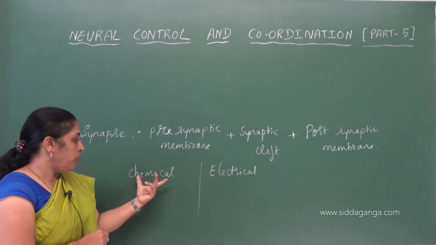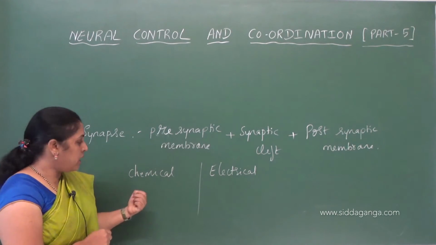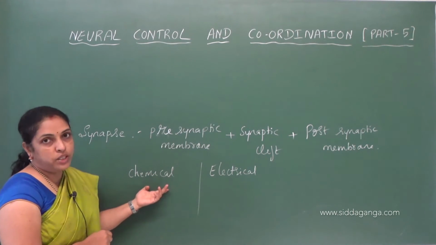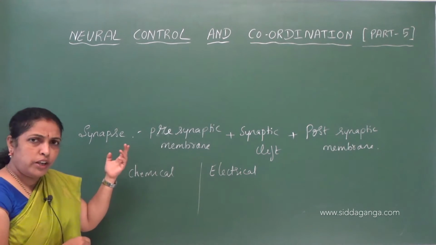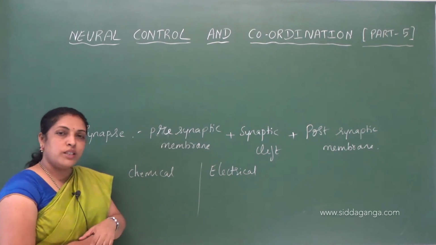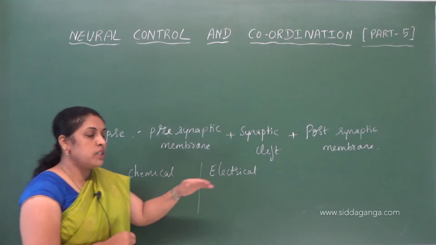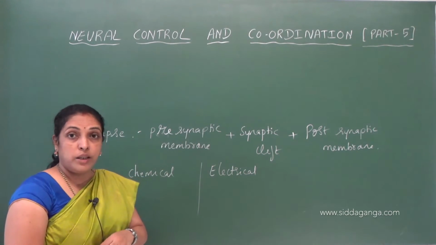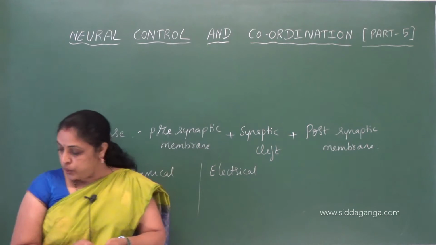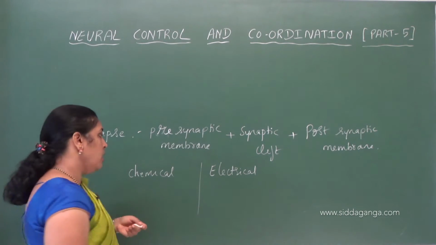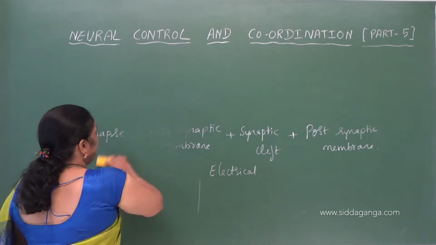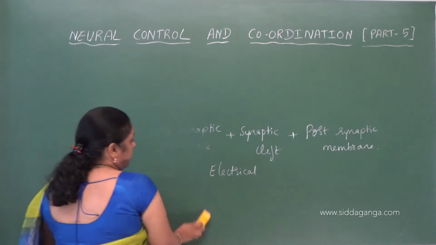But in higher vertebrates we see chemical synapses only. In very few areas we see electrical synapses. Electrical synapses are seen in invertebrates. So that's the difference between chemical and electrical synapses. So today we will discuss properties of neuron.